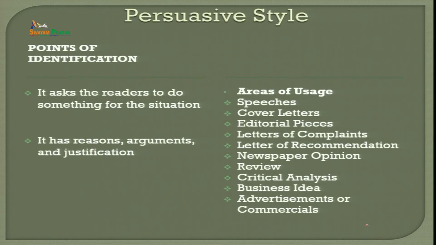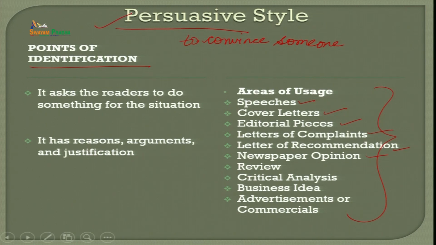Now in this condition you can very easily use those points of identification. It asks the readers to do something for the situation. It tells the readers that there has to be something to do, and it has a reason, arguments and justification. Persuasive style in itself clearly indicates persuasion. What do you mean by persuasion? To convince someone. To convince someone is actually the point where you have to play. Now areas of usage: you can go on with speeches, cover letters, editorial pieces, letters of complaint, commendation, newspaper opinion. All these types of formal letter writing actually require a persuasive style of drafting.